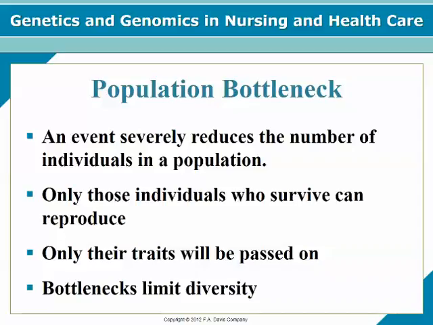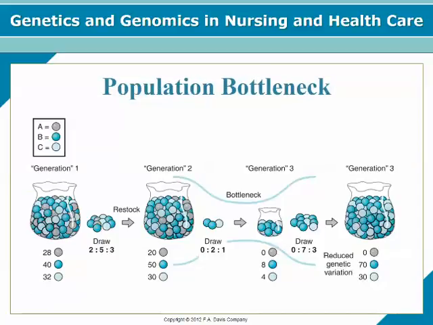So only the traits from those who were survivors after this big disaster will be passed on. Here's another marble scenario with a population bottleneck, and as you draw out, you can see how when the population is reduced, the genetic variation is going to be really small. So future generations are going to have fewer diverse characteristics.